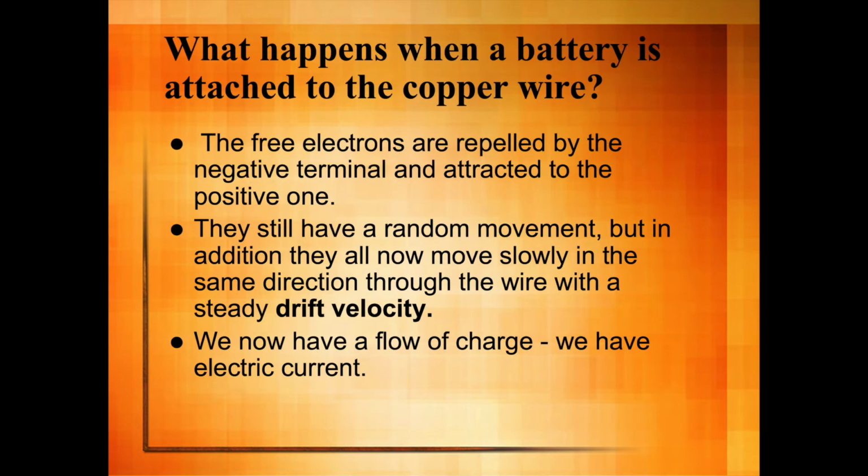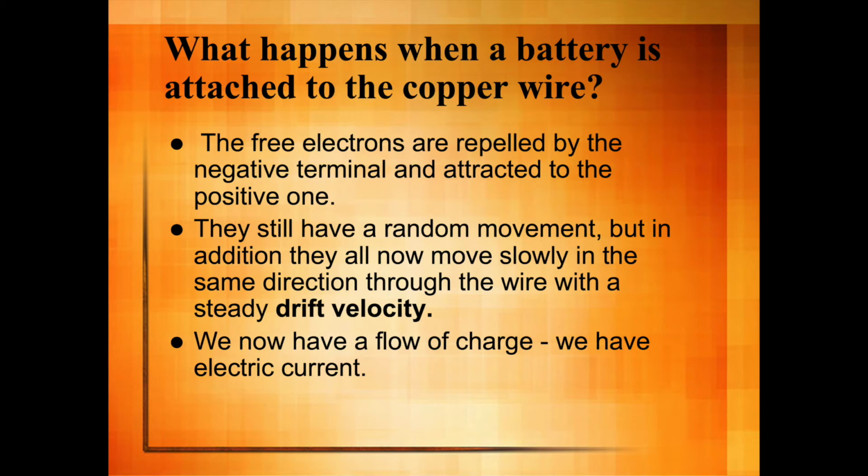And so when you put that battery on the wire, and you have your positive and your negative, we talked about this a minute ago a little bit. They still have that random movement of the electrons and the ions in there, that the electrons are negative and the ions are positive.